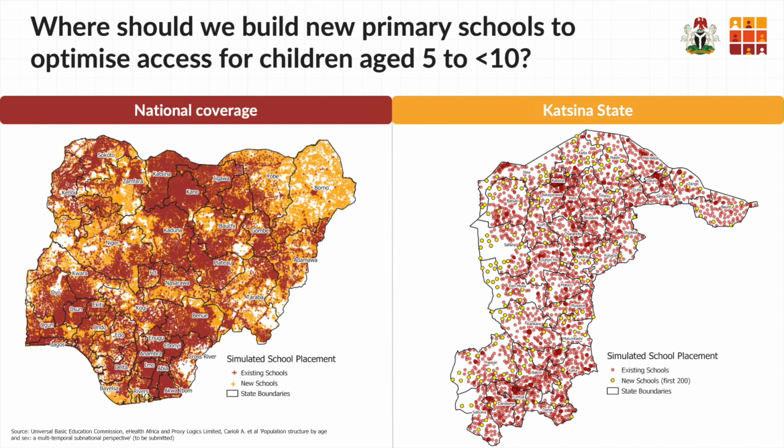The left map shows the population density at a 3-kilometer radius at existing school locations. At a glance, you can see locations with no school but high population density. With these identified gaps, the simulation tool can optimize and suggest locations where new schools should be placed. This is what is shown on the right map, using Katsina State as an example.